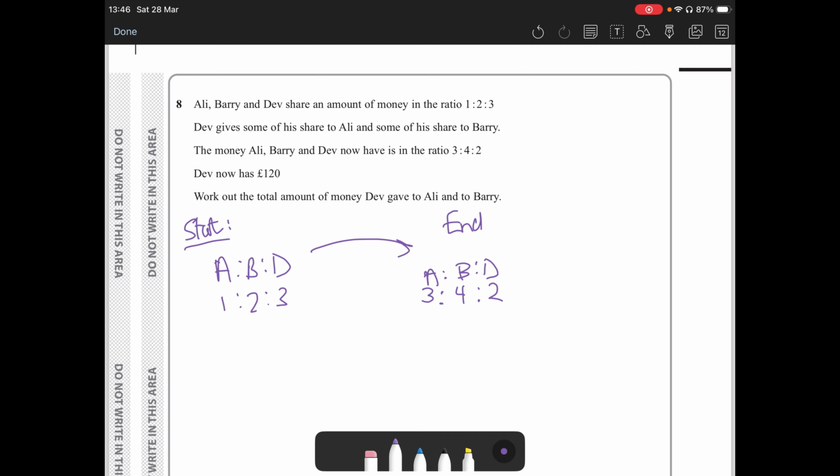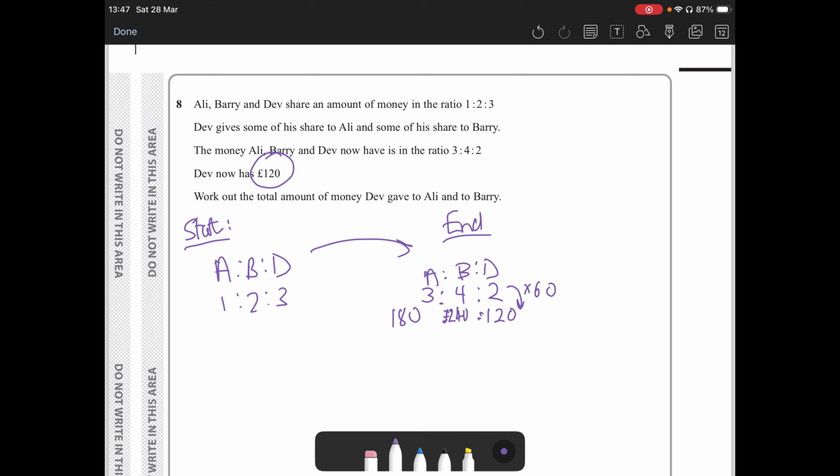So the new ratio, or the end ratio, if you will, has Dev on £120. So if we compare the two parts to 20, clearly this has been multiplied by 60. So we can use this information in an interesting way. We could just times all of these by 60. Ali will end with £180, and Barry will end as he started with 240. Okay, cool.